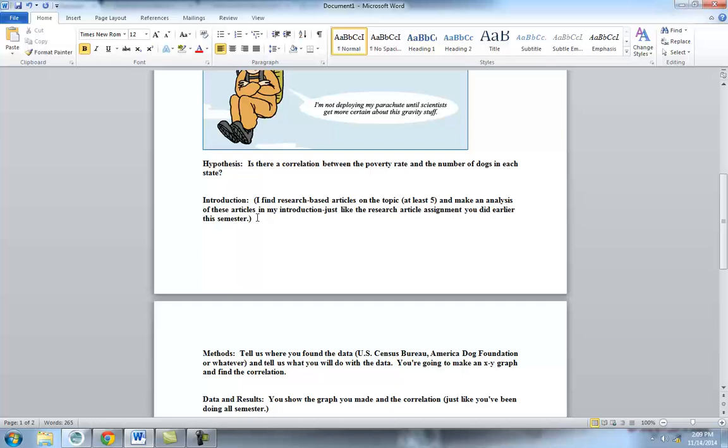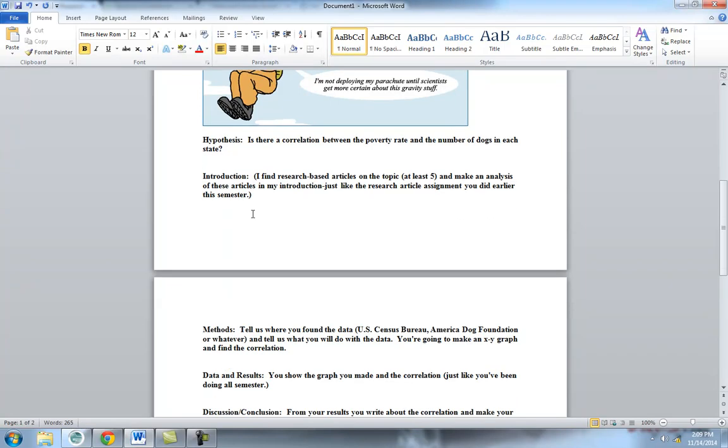So this is where your evaluation of all those articles, at least 5, and make an analysis of these articles. This is just like the research article assignment you did earlier this semester. So that's the introduction. The next thing is the methods.